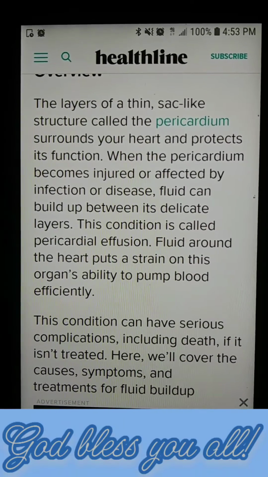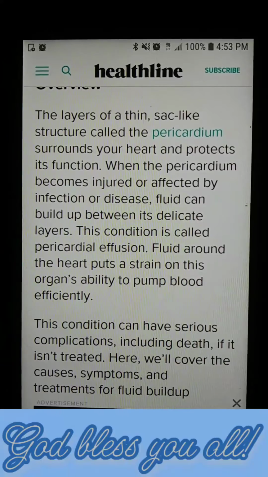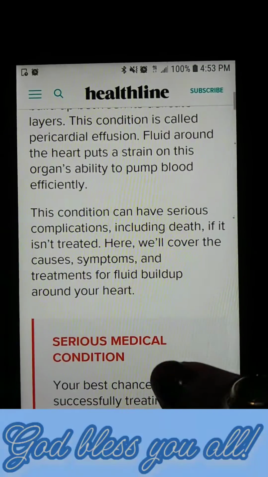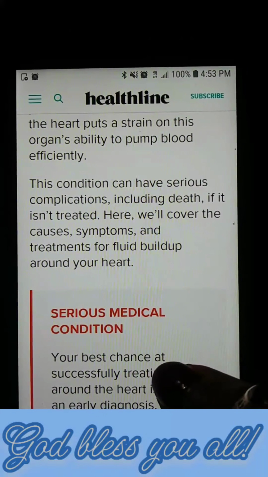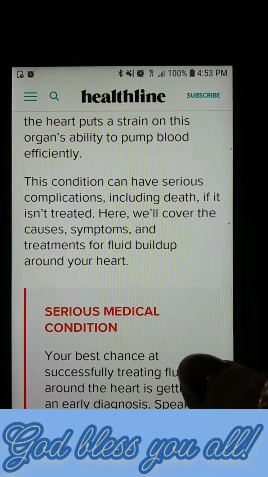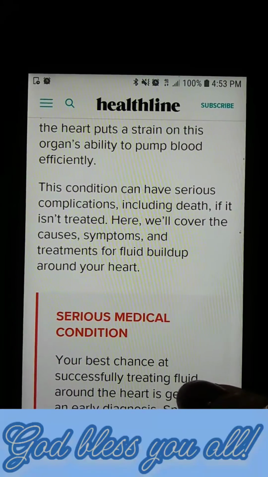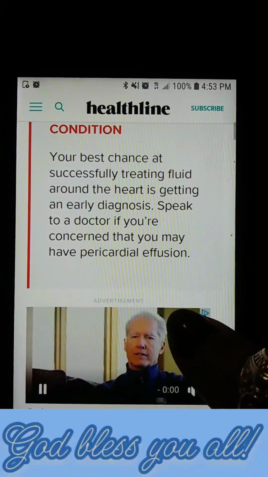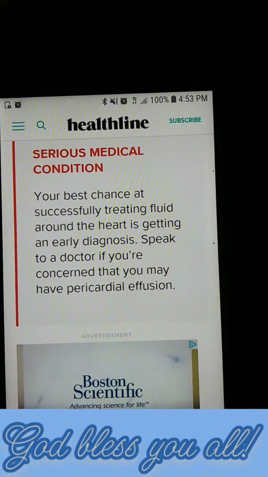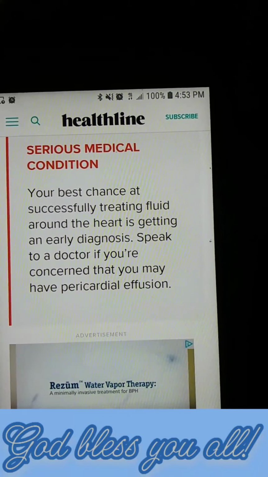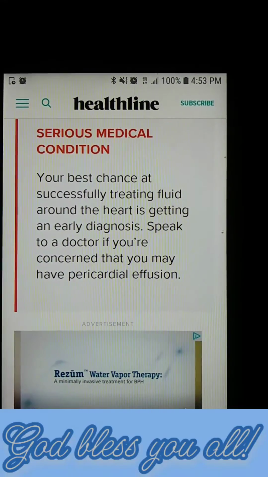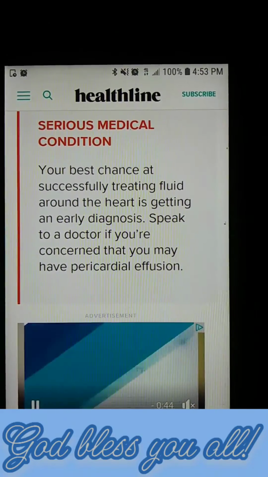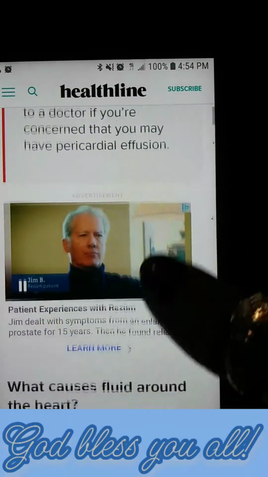Fluid around the heart puts a strain on this organ's ability to pump blood efficiently. The condition can have serious complications, including death, if it isn't treated. Here we'll cover the causes, symptoms, and treatments for fluid buildup around your heart. It is a serious medical condition. Your best chance at successfully treating fluid around the heart is getting an early diagnosis. Speak to a doctor if you're concerned that you may have pericardial effusion.